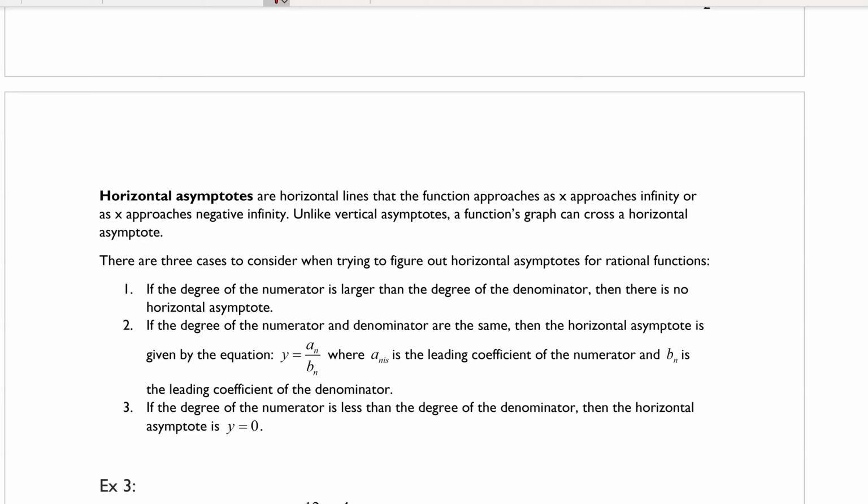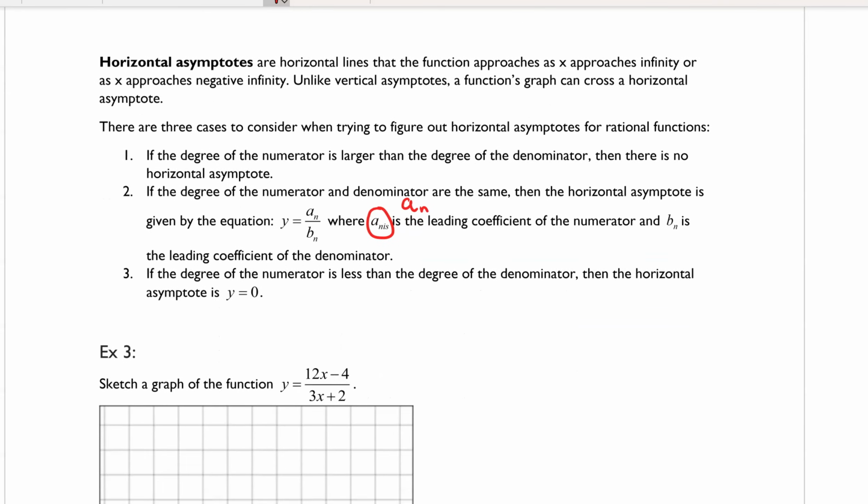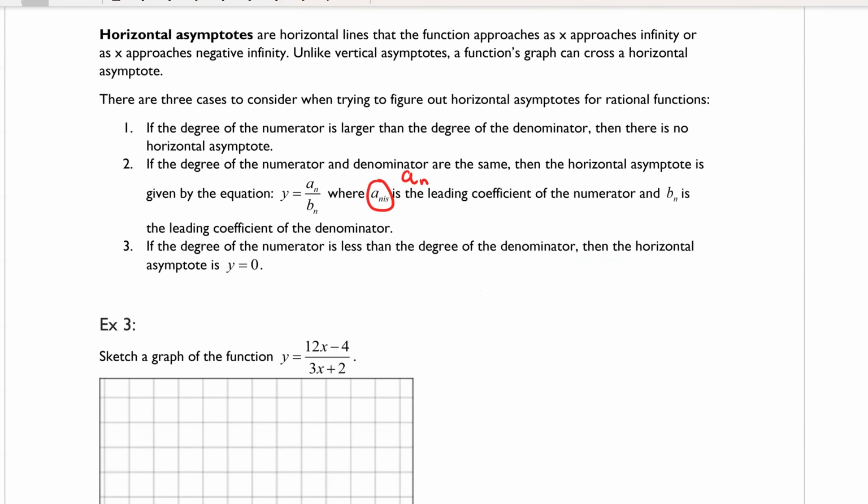Now, there is a mistake here. That should just say a sub n. There's a couple extra letters there, so please disregard that. It should just say a sub n. Now, the third case is if the degree of the numerator is less than the degree of the denominator, then the horizontal asymptote is y equals 0. So, that was a lot of information to digest.